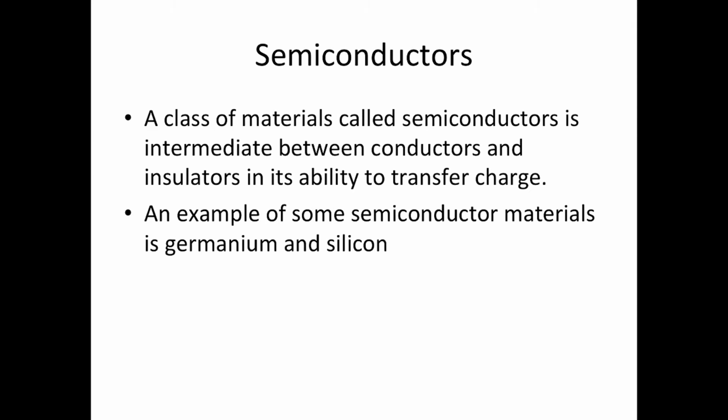And then there is, in between conductors and insulators, a material called semiconductors. There'll be a whole separate chapter just on semiconductors themselves. This class of materials is intermediate in their ability to transfer charge. Examples of some of these materials would be germanium and silicon.